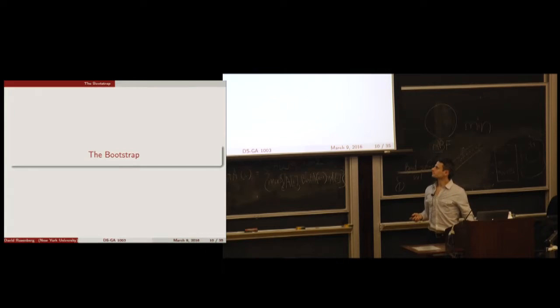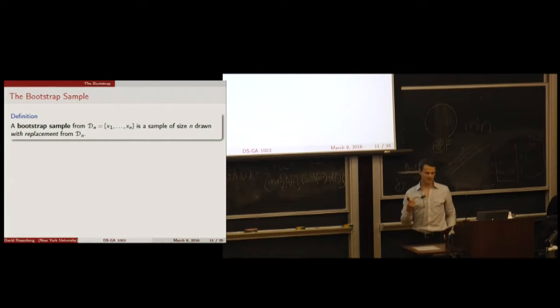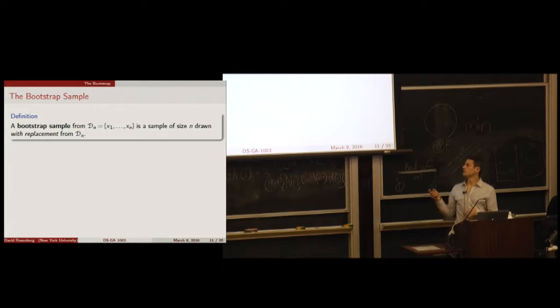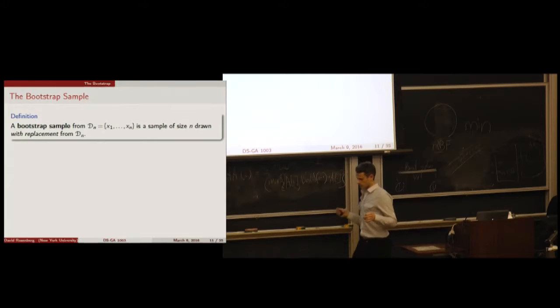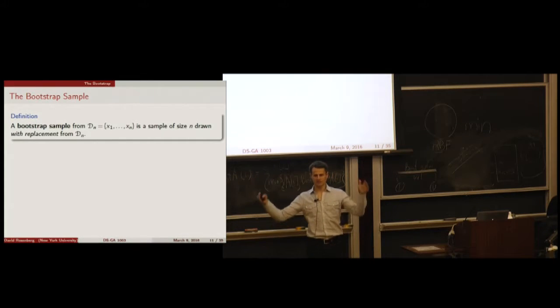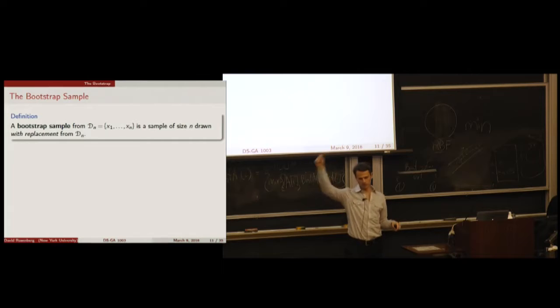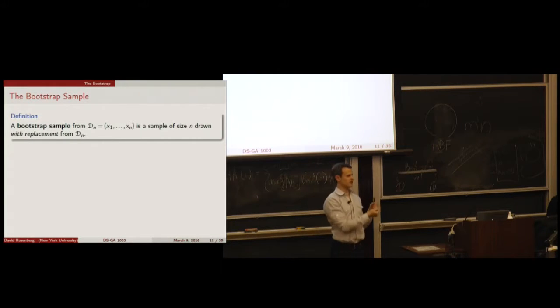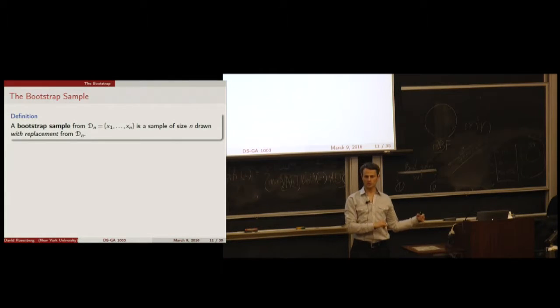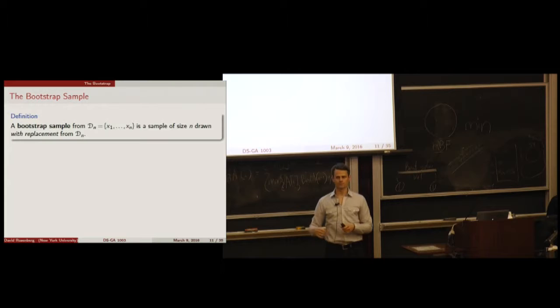Okay, so the Bootstrap. First let me define a Bootstrap sample. A Bootstrap sample from a data set, Dn, is a sample of the same size, size n, drawn from Dn with replacement. So picture a bucket of all the samples that you got in your initial data set, in your initial sample of size n. You reach in and grab one, record it, and put it back. You reach in again, grab a random one, record it, and put it back. You do that n times, and that gives you what's called a Bootstrap sample from the original sample.